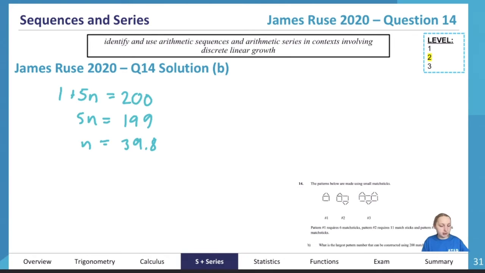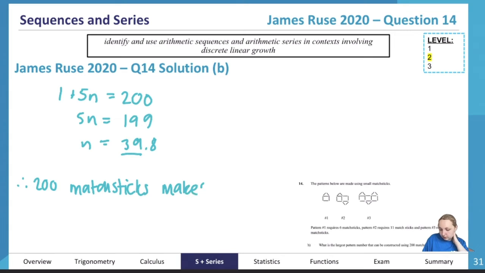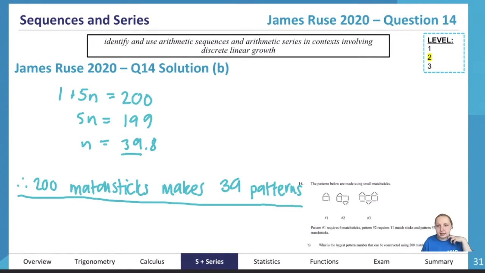So with your arithmetic sequence questions, you typically want to be rounding down because you can't make 40 complete patterns. The number of complete patterns you can do is 39. So therefore, 200 matchsticks makes 39 patterns. Okay, with your arithmetic and geometric sequences and series questions, usually you are required to give a worded answer. So do be cautious of that, that you usually are required to do the actual worded answer.